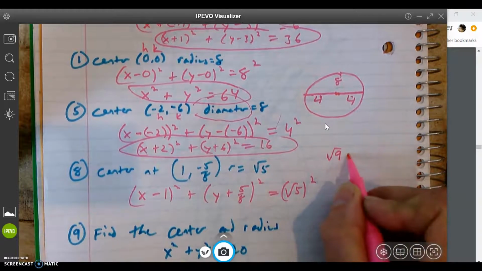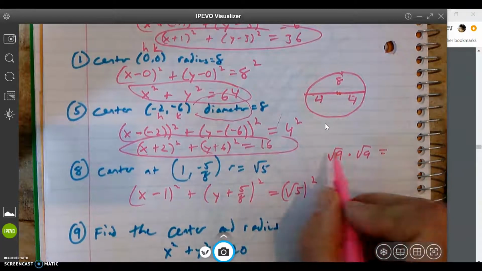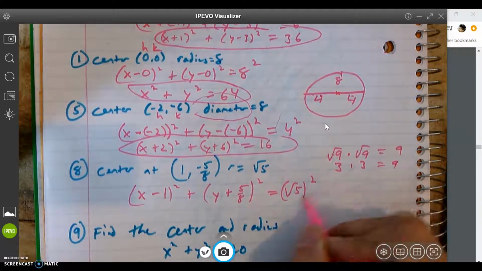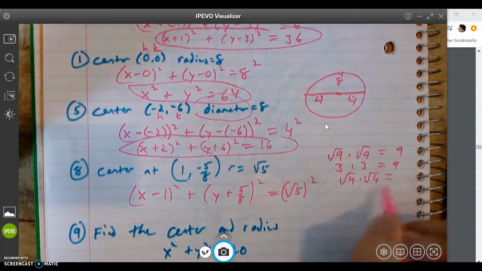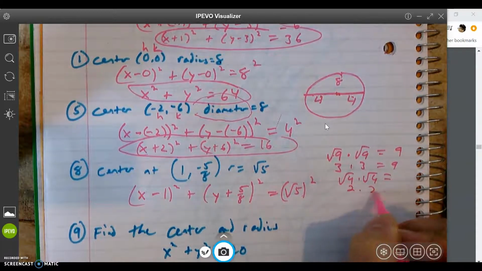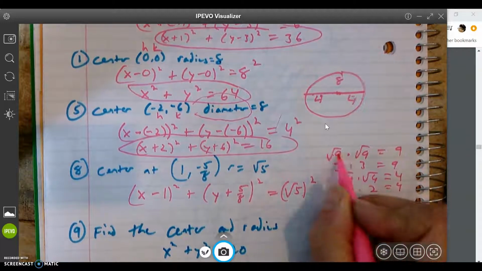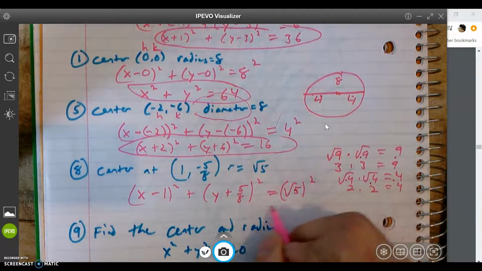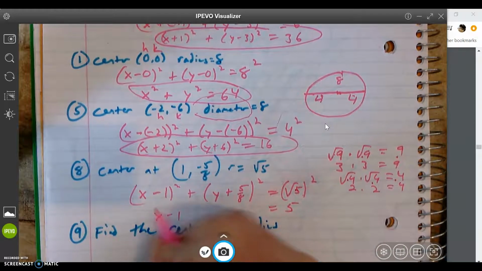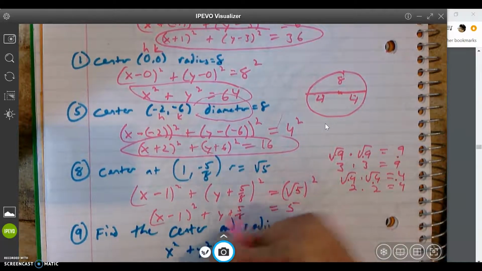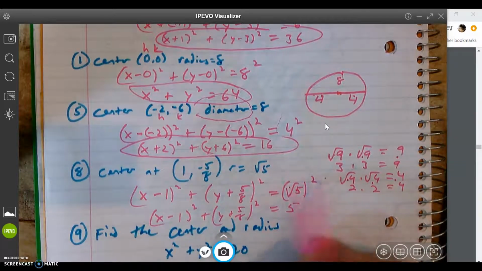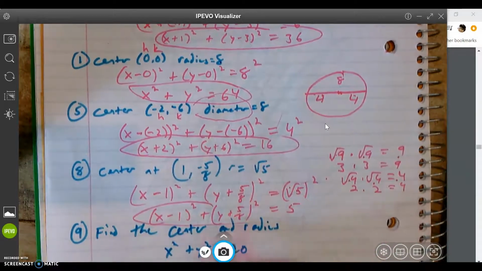What's radical 9 squared? Radical 9 times radical 9. That's radical 9 squared, because when you square something, you multiply it by itself, right? So that's going to be 3 times 3, which is 9. What's radical 4 squared? Radical 4 times radical 4. That would be 2 times 2, which is 4. Do you see a pattern? Radical 9 times radical 9 is 9. Radical 4 times radical 4 is 4. Radical 5 times radical 5 is just 5. Got it. x minus 1 squared plus y plus 5 over 8 squared equals 5. There we go. Because you also know that radical and square are opposites, so they undo each other. So this is the answer for number 8.